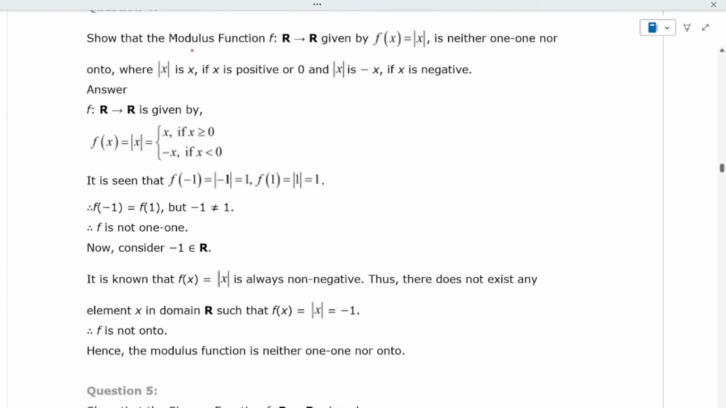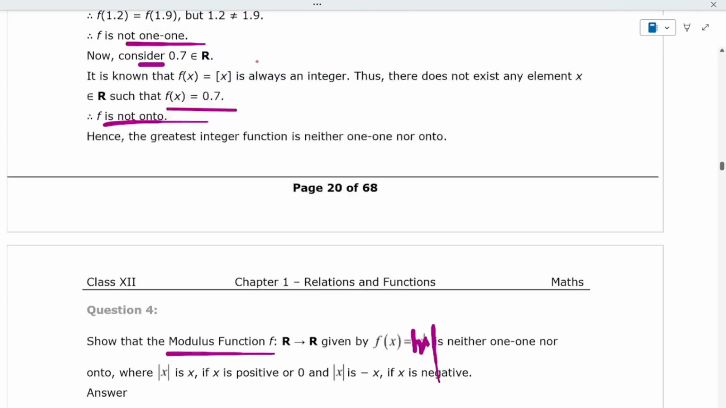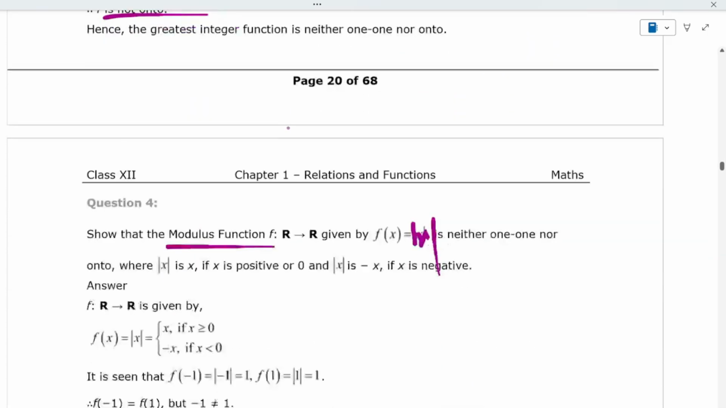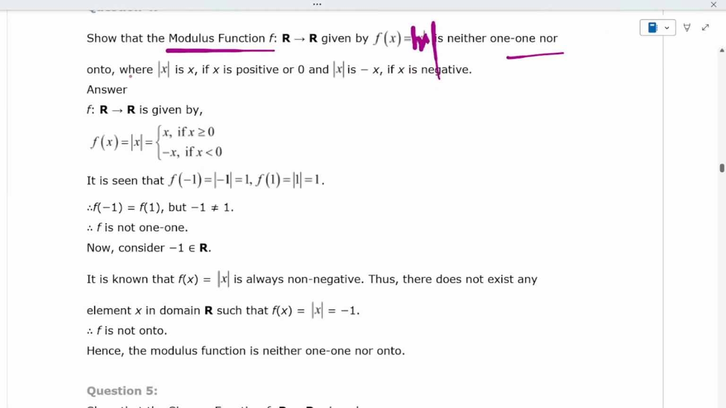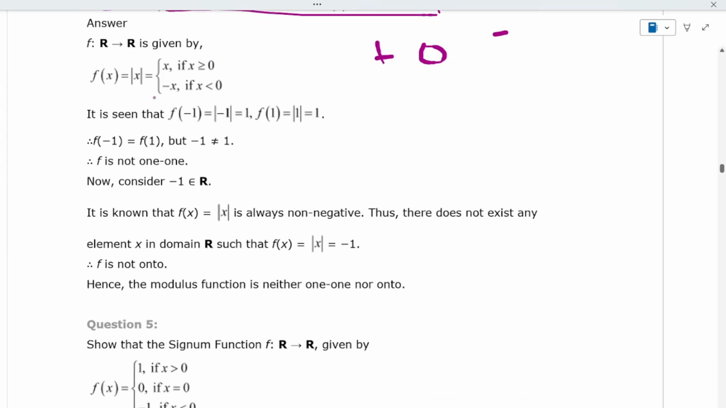Show that the modulus function f from R to R, f of x given by |x|, is neither one-one nor onto, where |x| is x if x is positive or 0, and minus x if x is negative. Here we discussed the greatest integer function. Now let's see, there will be two possibilities here. Greater than or equal to 0 means it is positive or the value is equal to 0, so you consider it as x. If it is less than 0, obviously it is understood that it is negative numbers.